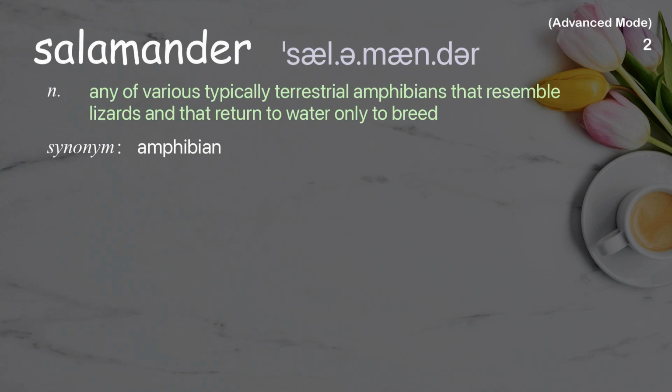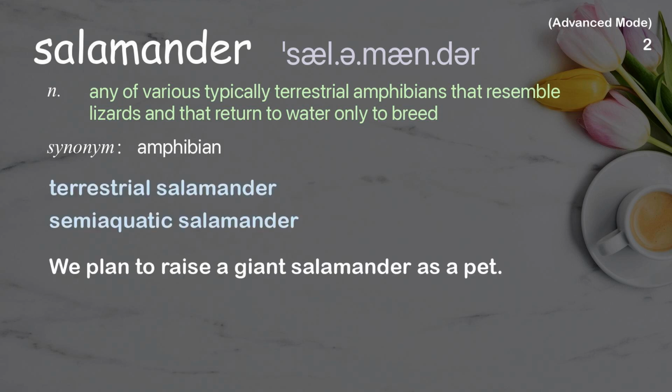Salamander. Any of various, typically terrestrial amphibians that resemble lizards and that return to water only to breed. Examples: Terrestrial salamander. Semi-aquatic salamander. We plan to raise a giant salamander as a pet.